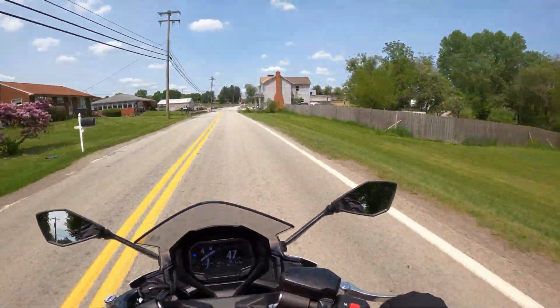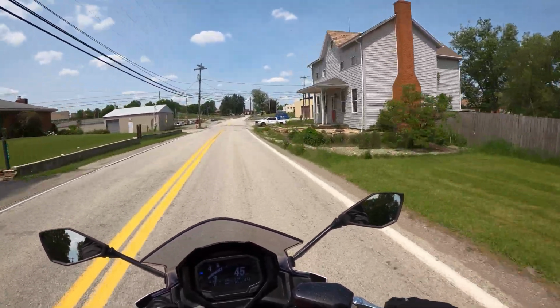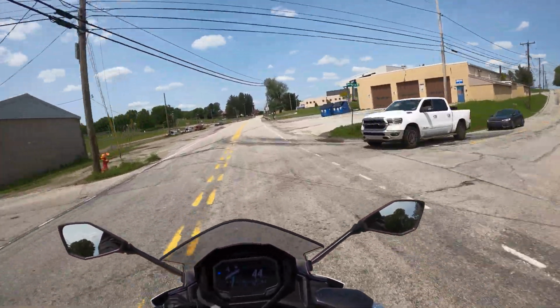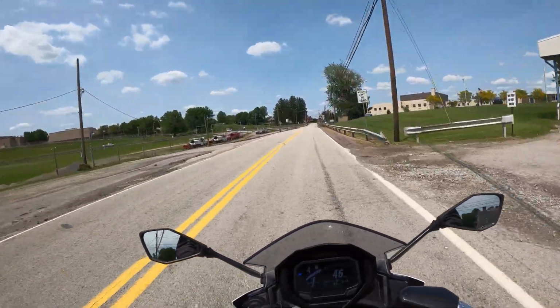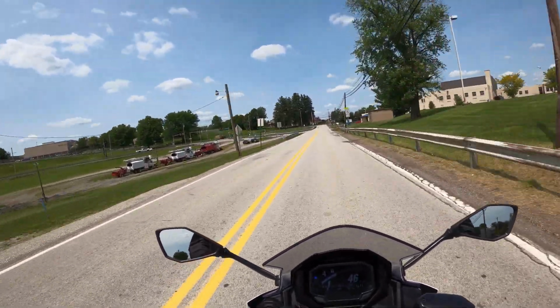I think body position again is a huge thing. I think body position is a big thing.